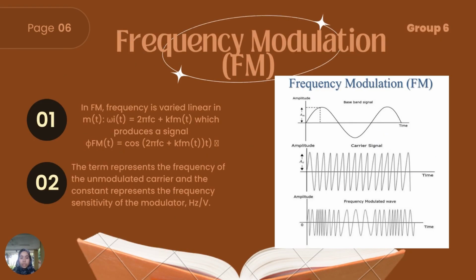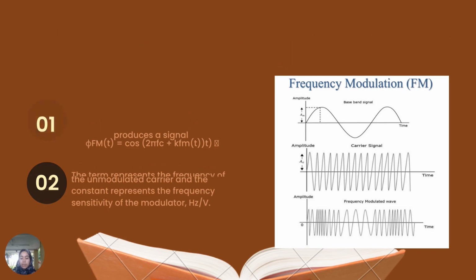The next one is frequency modulation. In FM, the frequency is very linear in this equation. The first term represents the frequency of the unmodulated carrier, and the constant represents the frequency sensitivity of the modulator. This is the illustration of frequency modulation, FM.